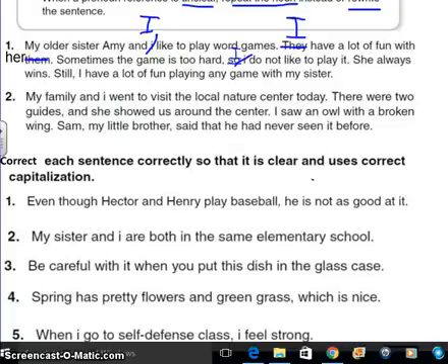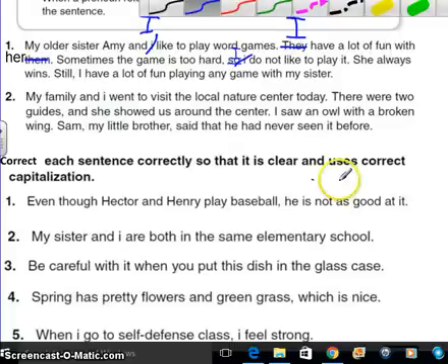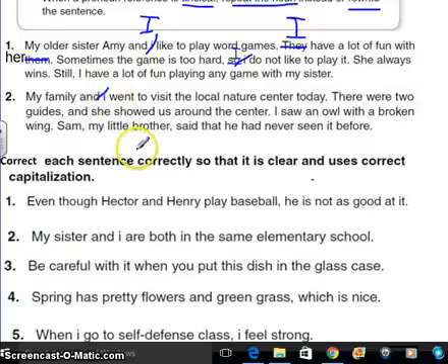All right, so let's go through and see what we need to do. My family and I went to visit the local nature center today. What's wrong with that? Yeah, no excuse, capital I, right? That needs to be a capital. There were 2 guides, and she showed us around the center.